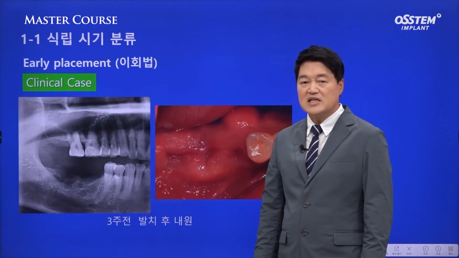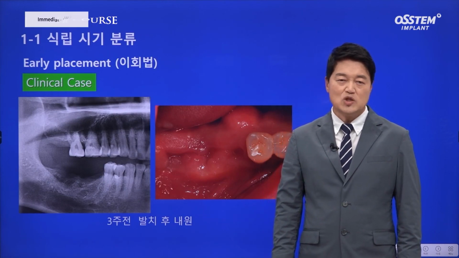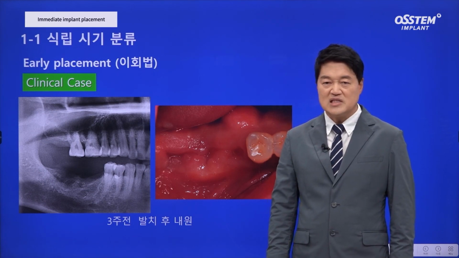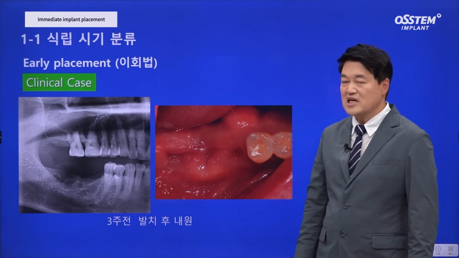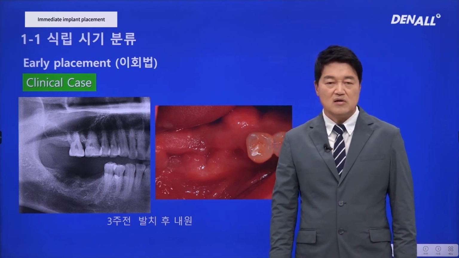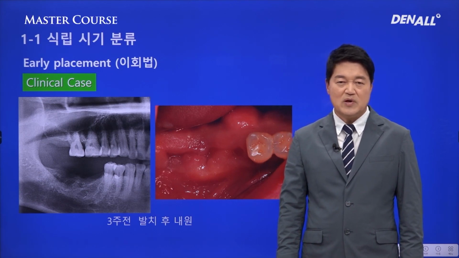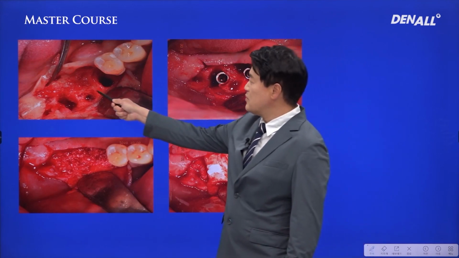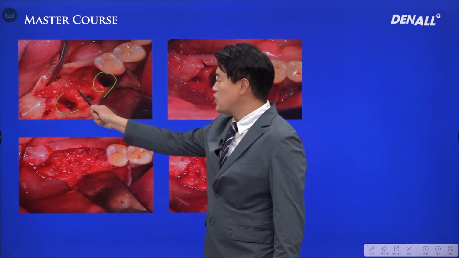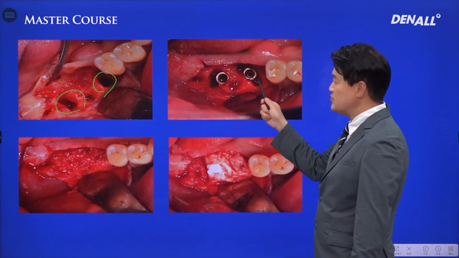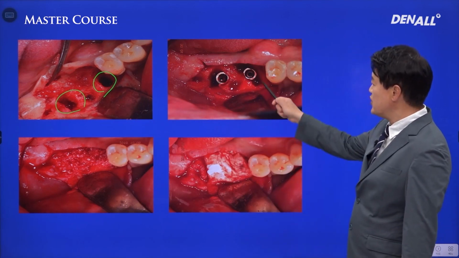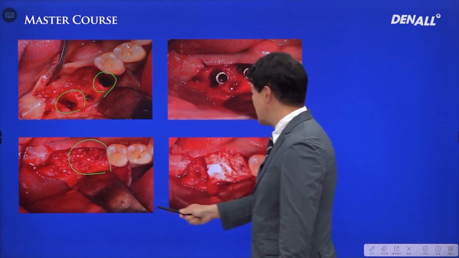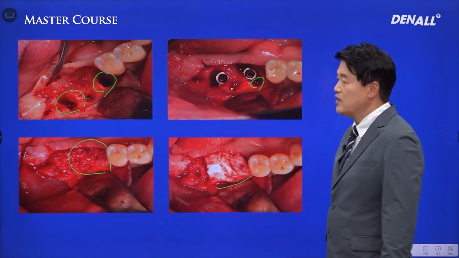Let's look at a case. After 3 weeks since extraction, implant was to be placed. This is before implant placement. This is clinical photo. And right after this, extraction was done. And 3 weeks later, implant was placed. As you can see, the extraction socket is still like this. Implant was placed and in this gap area, GBR was done. Membrane was used.